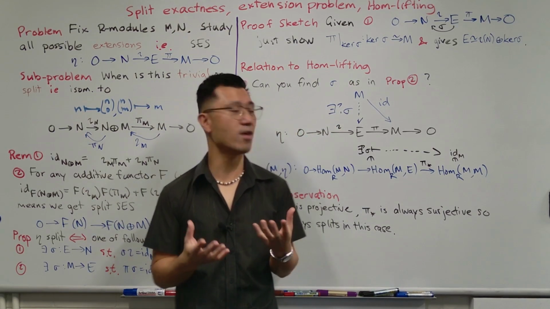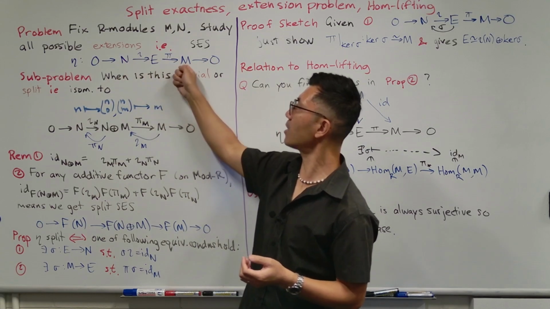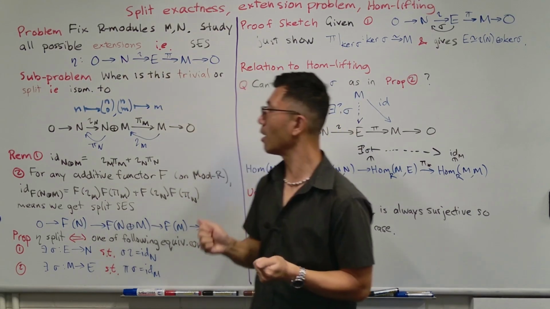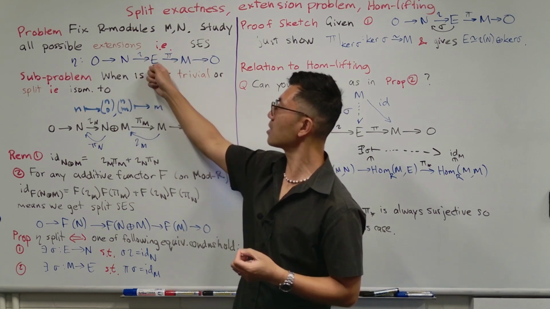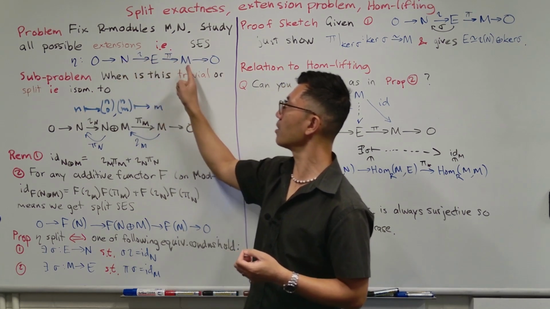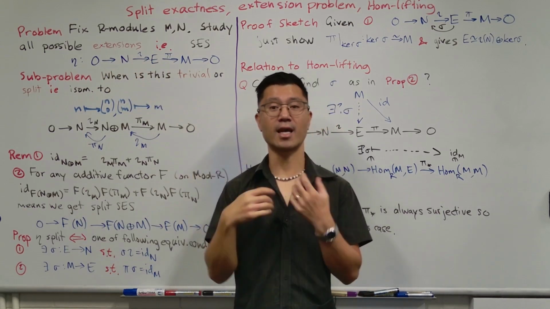This is a very nice result: if you have any short exact sequence like this, and the last term happens to be projective, then it will split. If it splits, that means the middle term is a direct sum of this module and this module. Also, if you apply any additive functor to it, it will stay split exact.